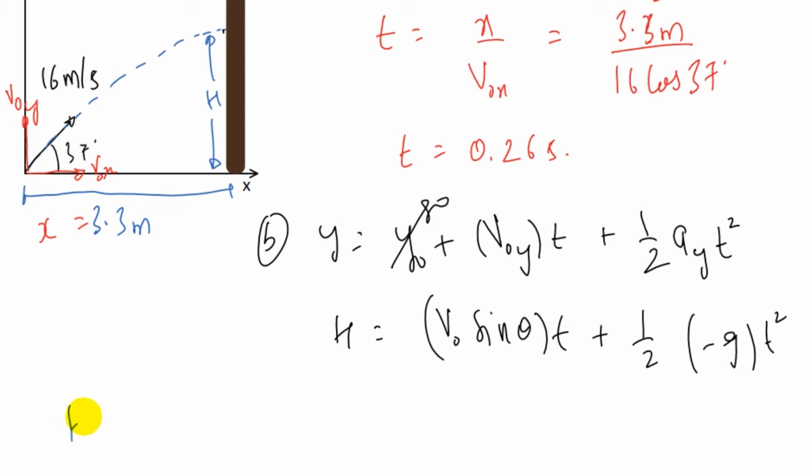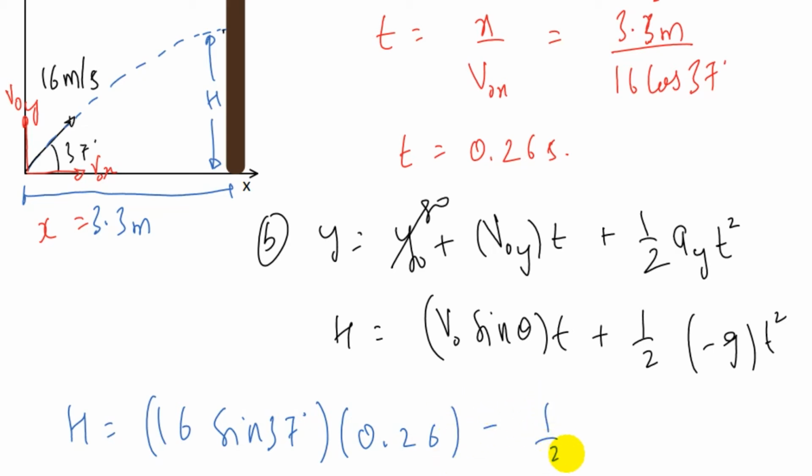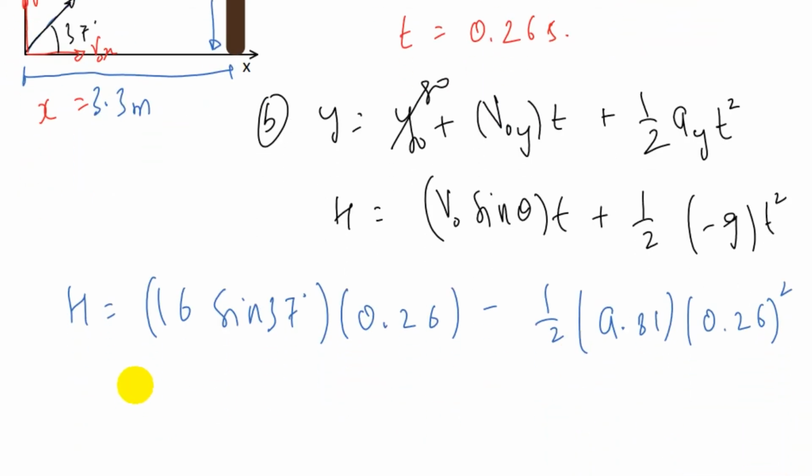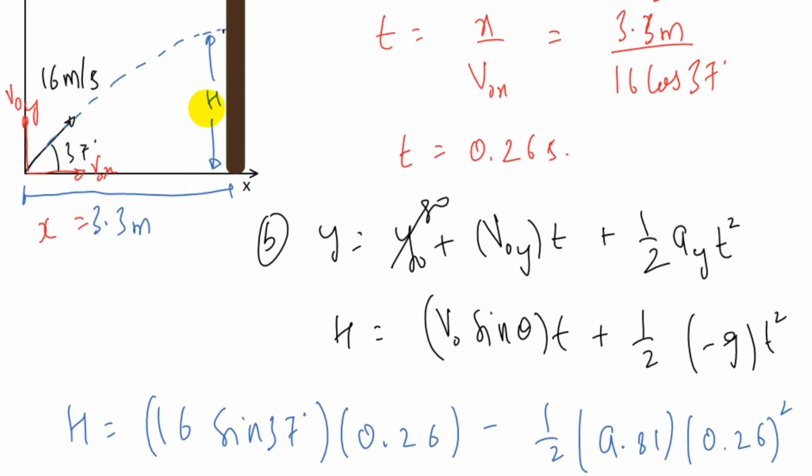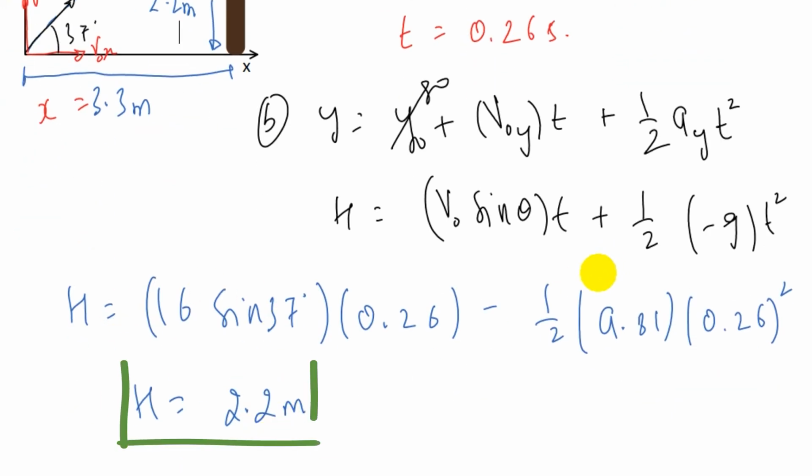So h will be equal to v naught is 16, sine theta with theta 37 degrees, multiplied with time 0.26 seconds, minus 1 over 2, g is 9.81, t squared is 0.26 squared. So on solving this, we'll get the height to be equal to 2.2 meter. Therefore this height is 2.2 meter. So this is the final answer.